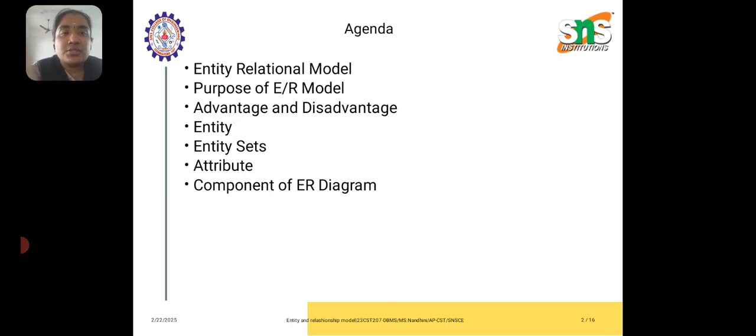The agenda of this is we are going to see what is Entity Relational Model, purpose of ER model, advantages and disadvantages, entity set, attribute, components of ER diagram. These are the things we are going to see today.